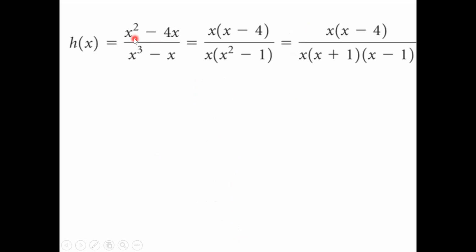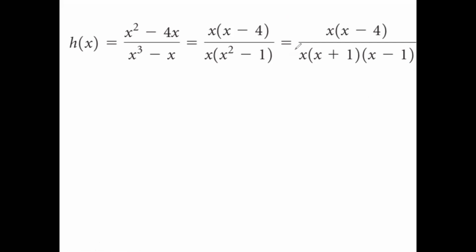So the given function is x squared minus 4x over x cubed minus x. Factoring the numerator and the denominator, you'll have x times x minus 4 all over x times x squared minus 1. The denominator can still be factored to x times x plus 1 times x minus 1. So take a look at your denominator, at the factored form. What do you observe with the factored form?